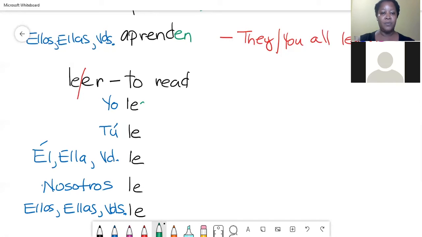Step 5, let's add our ER present tense endings. O, es, e, emos, en. Step 6, for regular verbs, let's write the new meaning.